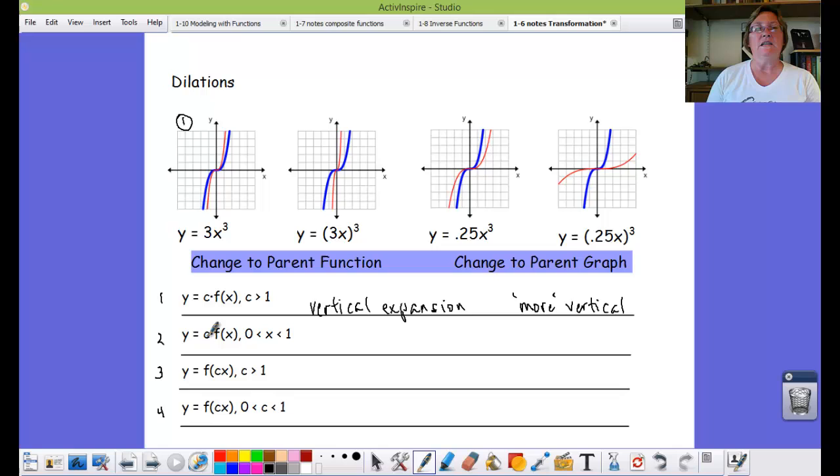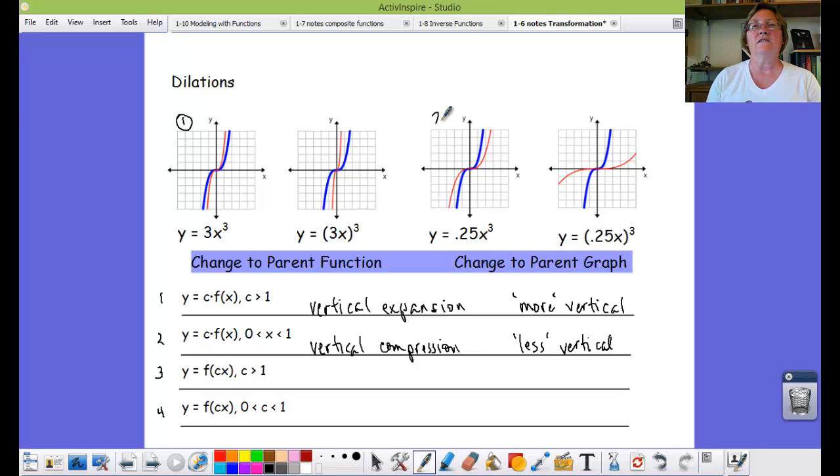Here in this rule we have still a vertical dilation because the multiplier is on the outside, but now the constant value is some fraction between 0 and 1. Folks, that's going to be a vertical compression, it's called. Vertical compression. And what that will mean in layman's terms is that you get less vertical. I want to have you pick that one out up here. We need to have a multiplier on the outside between 0 and 1.